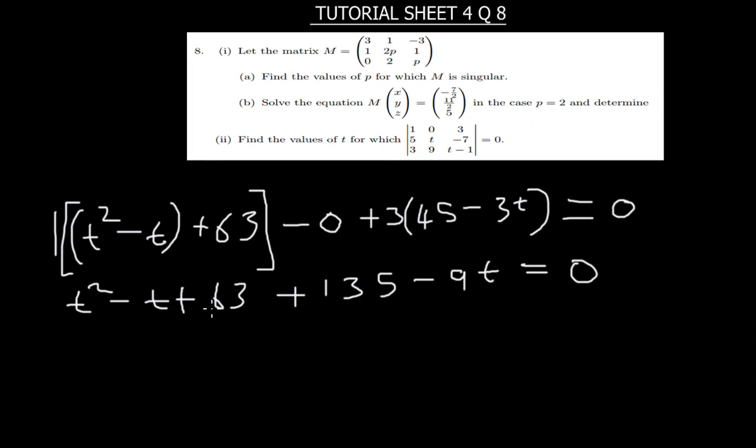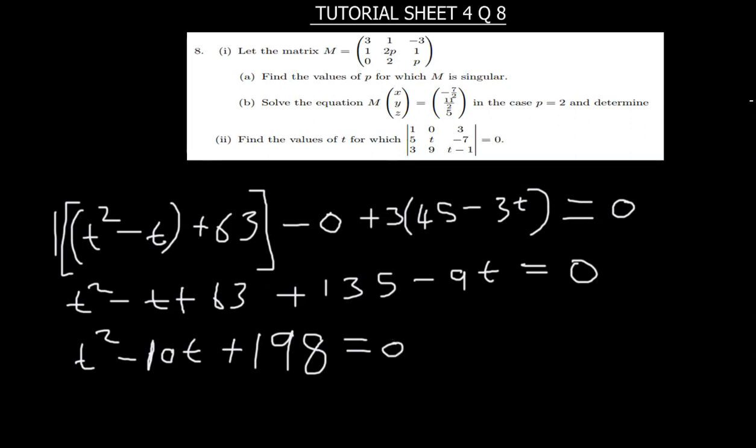So just pair the like terms here. Negative t minus 9t, you get your 10t. So first I'll write the t squared there, and then this is going to give me negative 10t, and then 63 plus 135, you get 198 as your answer. So positive 198, like that. So just remaining with solving the equation.